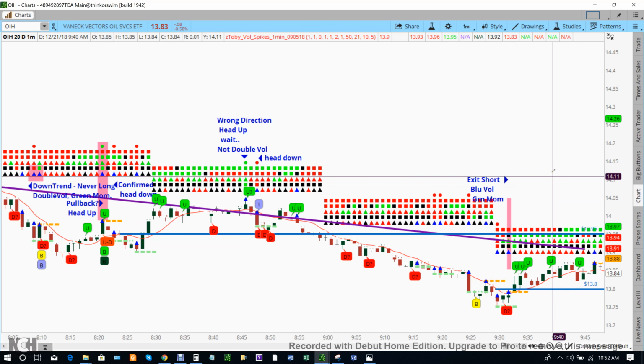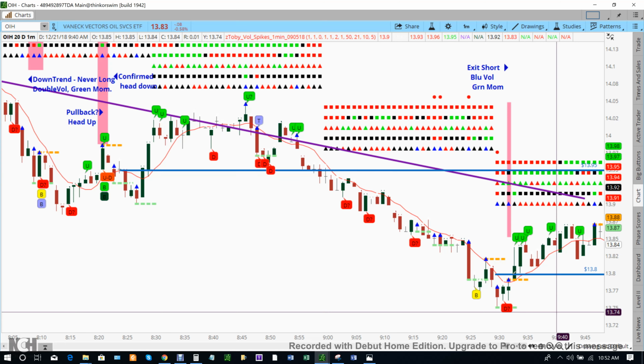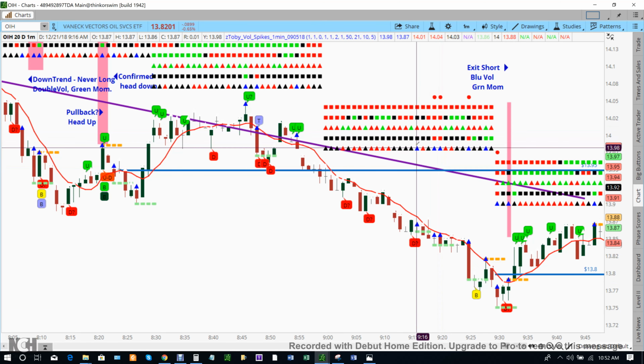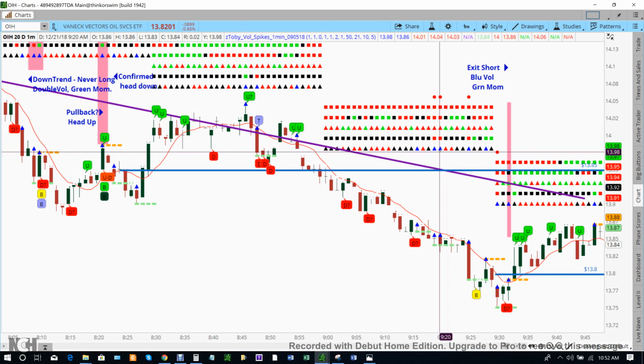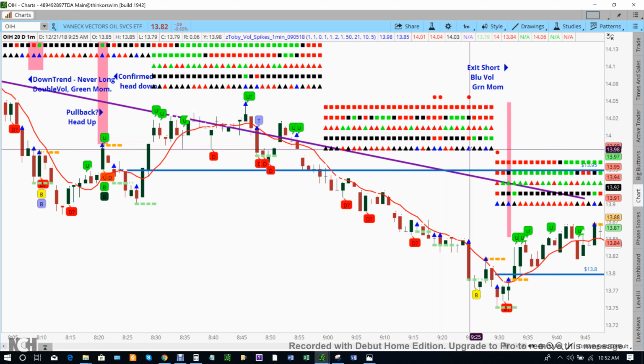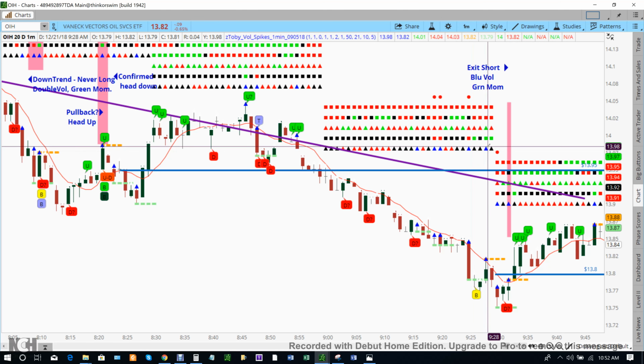I'm going to zoom in again, guys. Alright, I remember where I was. Blue, black, neutral. Blue, blue, red, red. Red means going down. Blue, red, still going down. Blue triangle volume, green momentum. This would be a good time to exit.